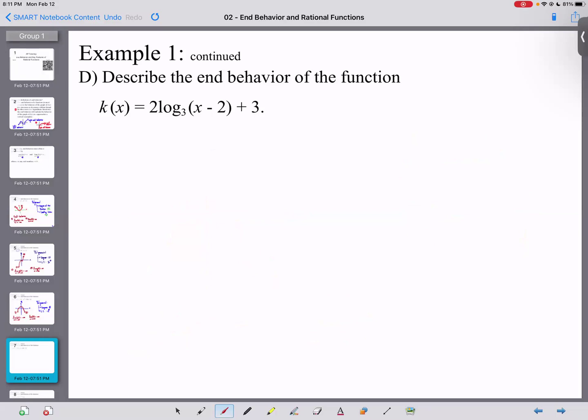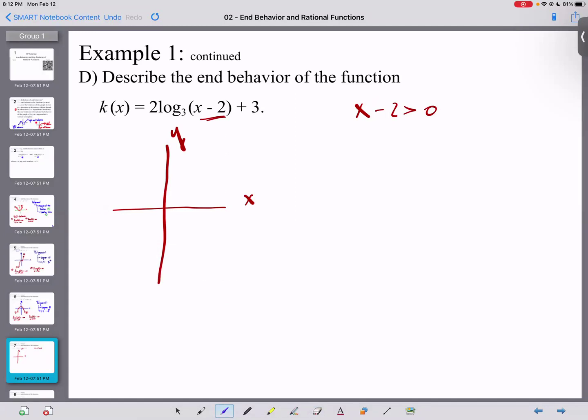So what do we do with logs? Well, if you remember, logs by rule have a parent function. Let me stay consistent here. The domain for a log is restricted: the argument on the inside must be positive. So typically we'd say x has got to be greater than zero. In this case, though, because it's x minus 2, we'd say that x minus 2 has to be greater than 0. And to solve for the domain, we would just do the opposite.